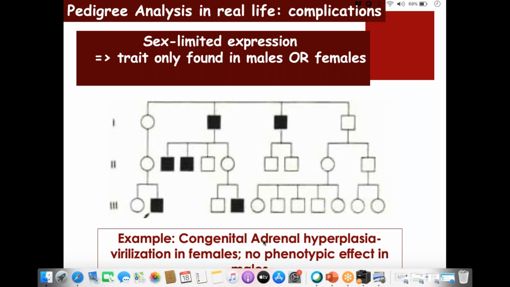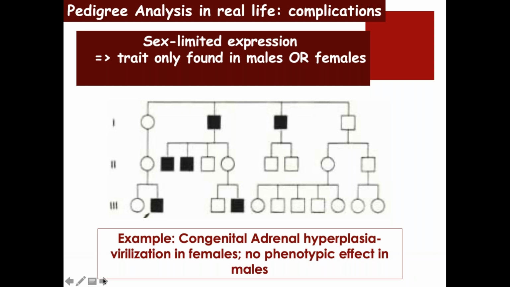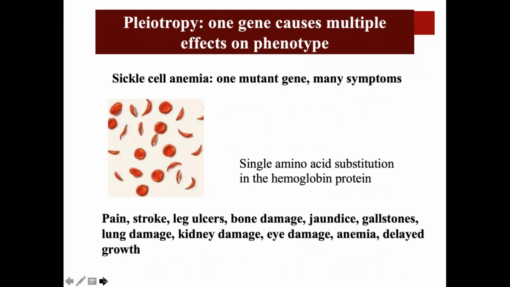One classic example is congenital adrenal hyperplasia, in which there is virilization in a female child. But in a male child, there is no phenotypic effect. So these male children, as we discussed yesterday, just die after the age of 6 weeks to 8 weeks with salt wasting and a misdiagnosis of diarrhea, right? So the other thing is, what is pleiotropy?